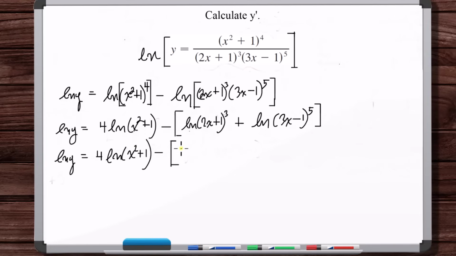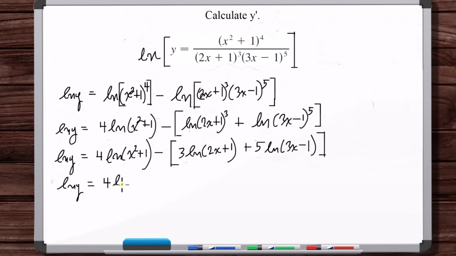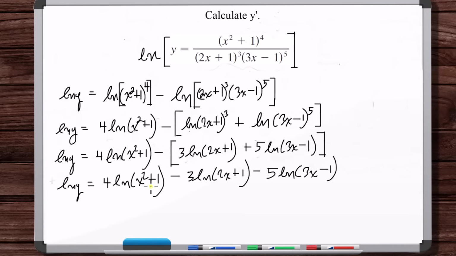So now we can bring down this exponent, 3 natural log of 2x plus 1. Okay. Let's distribute this minus sign. Okay, so now we've got this fully simplified. What we can do next is use implicit differentiation to find y prime.